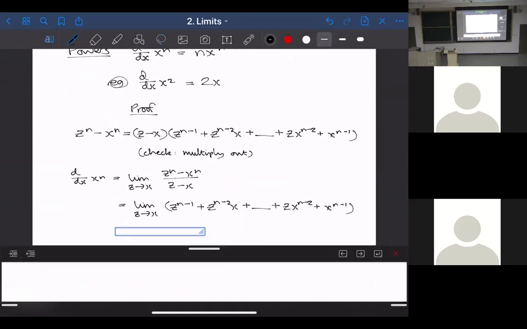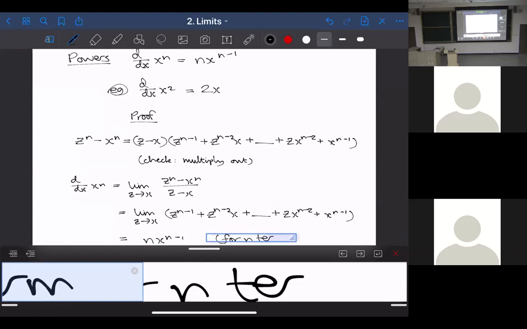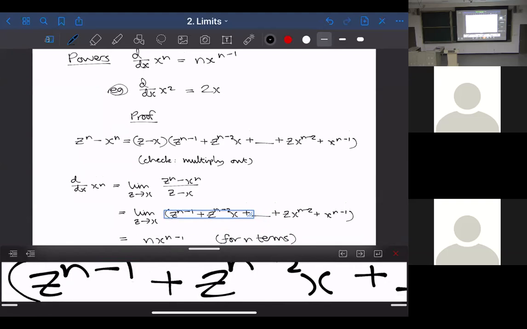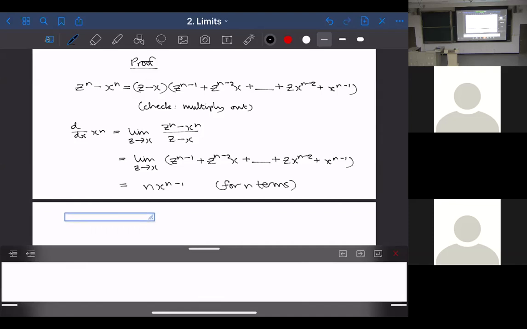And, well, by the limit laws, each of these things is going to have limit x to the n minus 1. So in the end, you get n times x to the power n minus 1 from these n terms. Let's check it is n terms. So the power of z here goes from n minus 1 all the way down to 0. So that's n terms in total. Okay. Now, let u and v be functions of x.